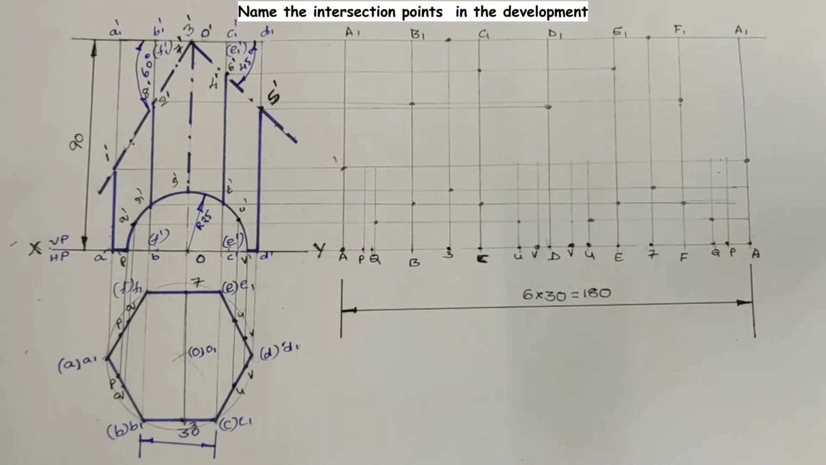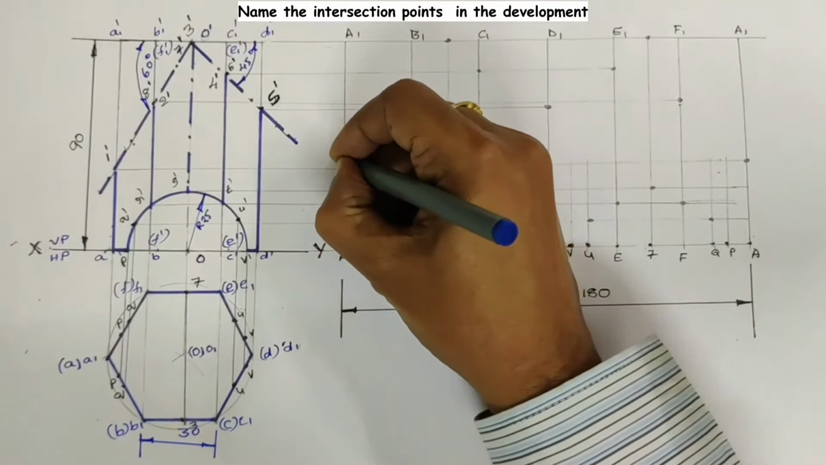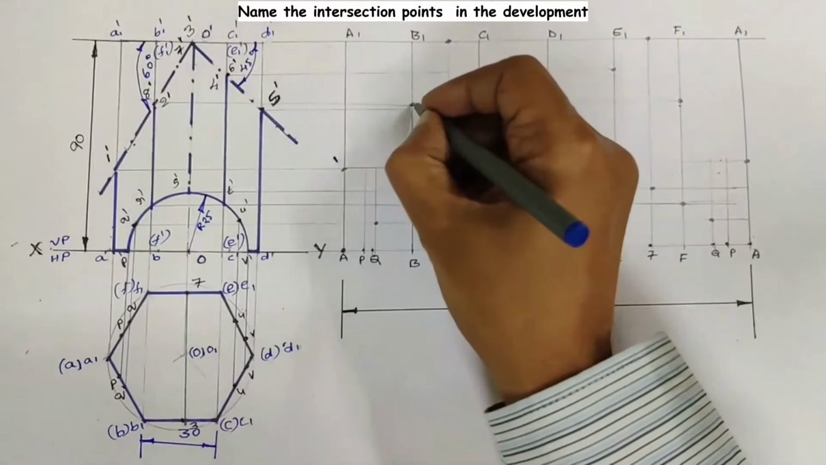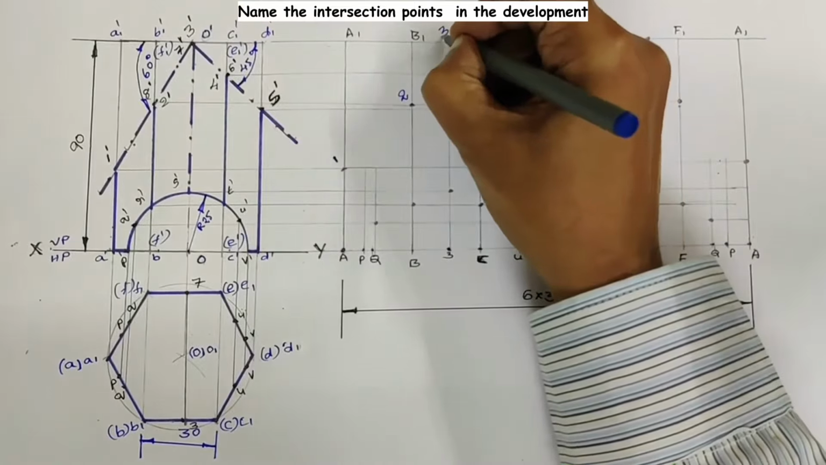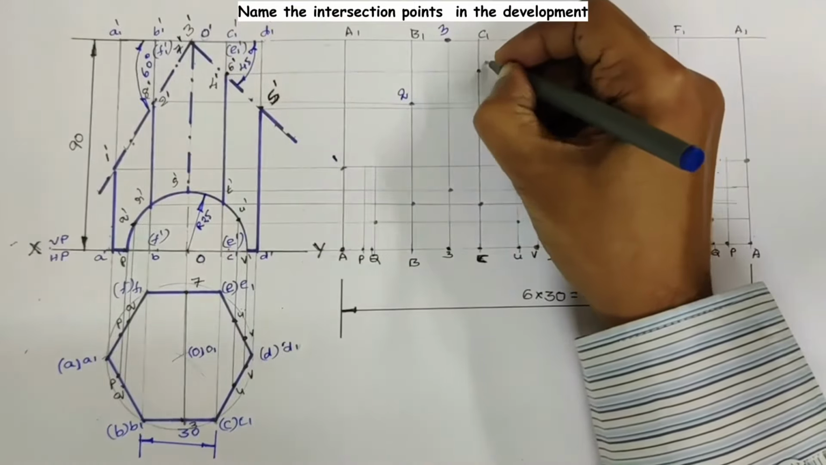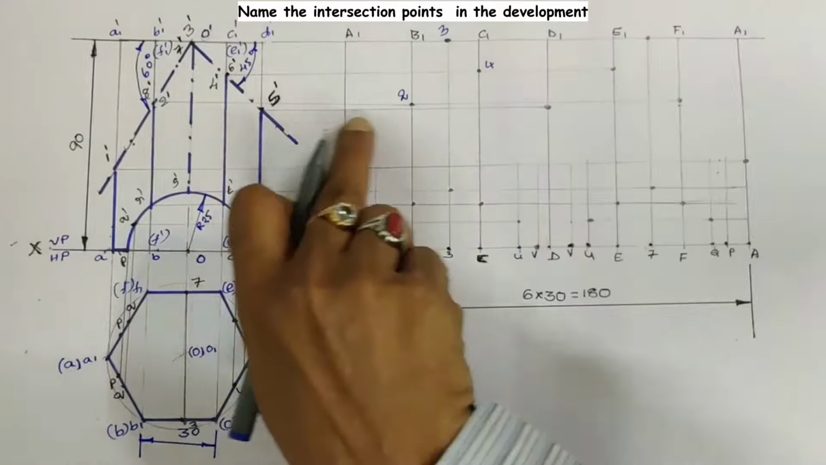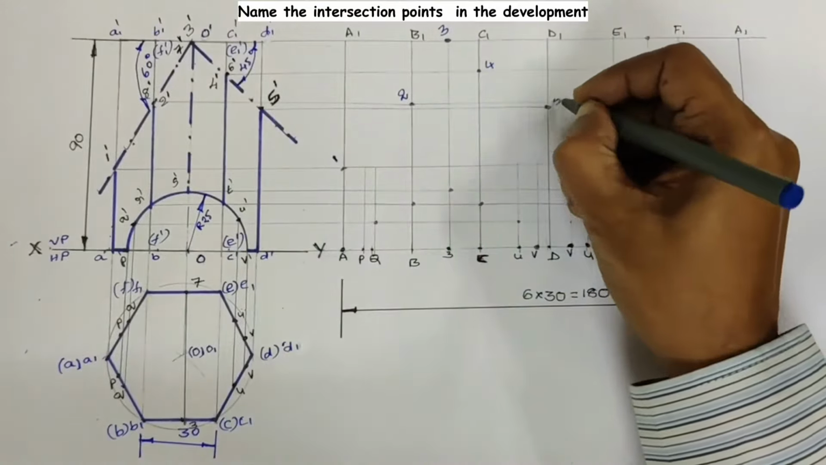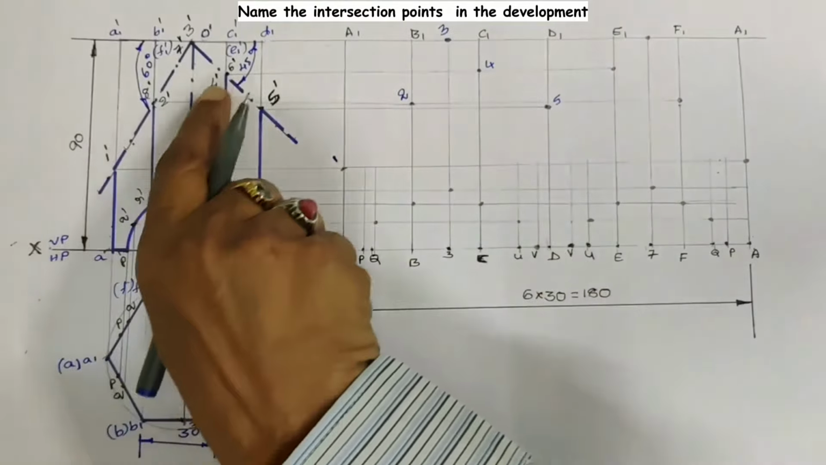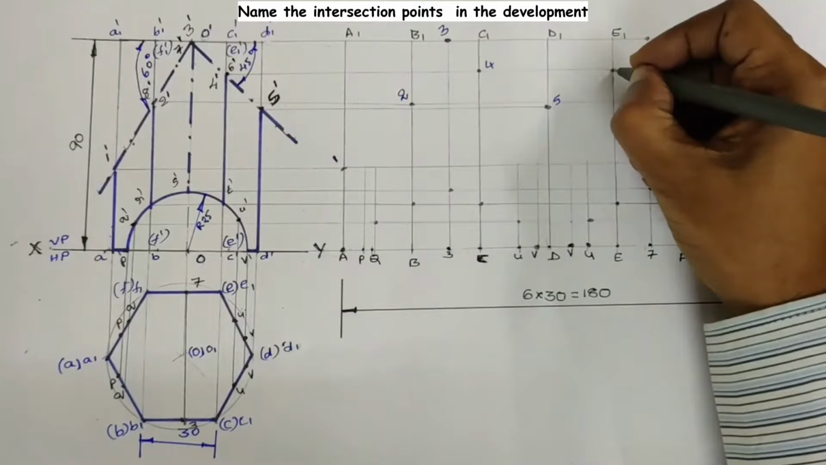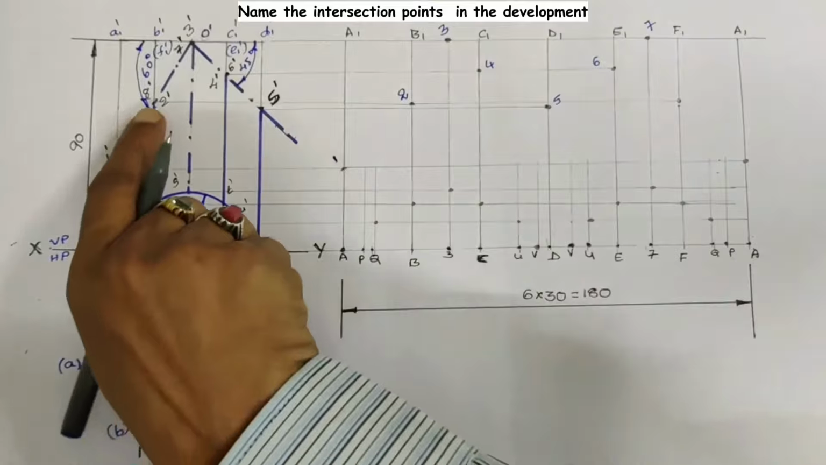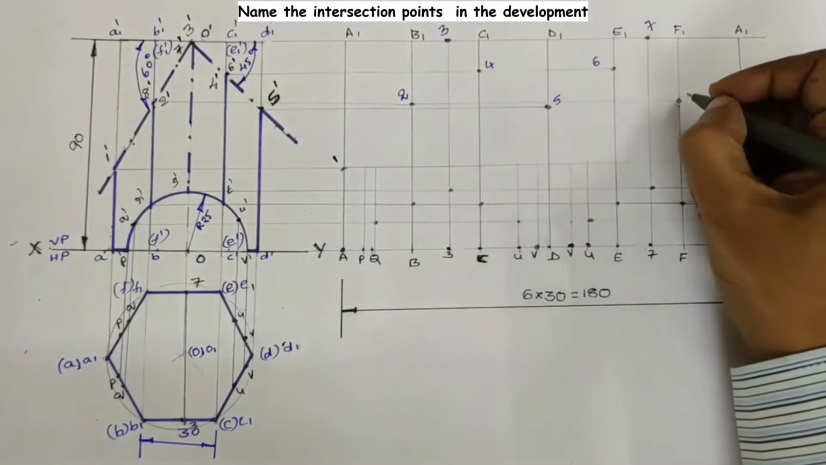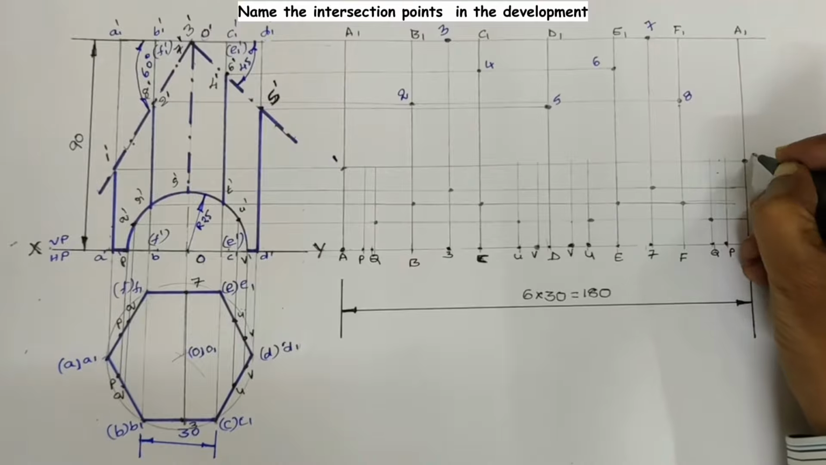Now name the intersection points in the development. Here this is the 1, this is 2, this one is 3, 4, 5, 6, 7, 8, 1.